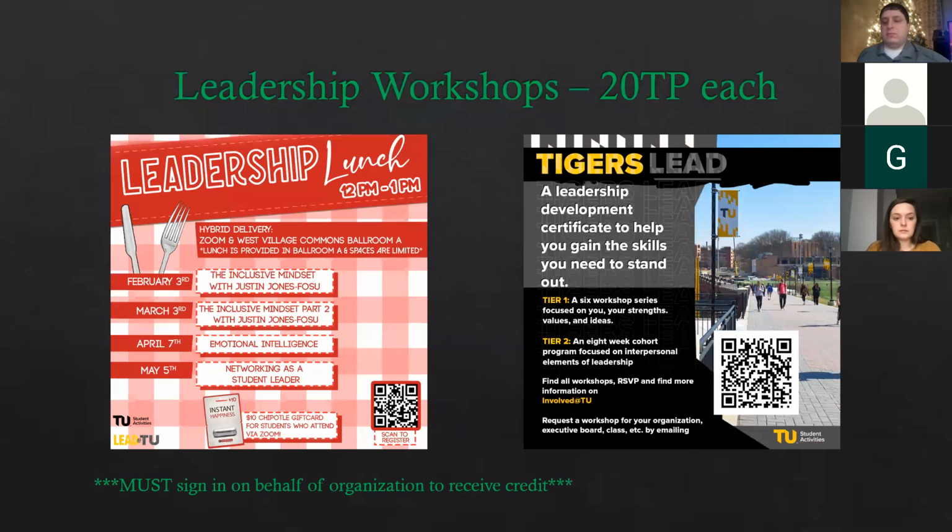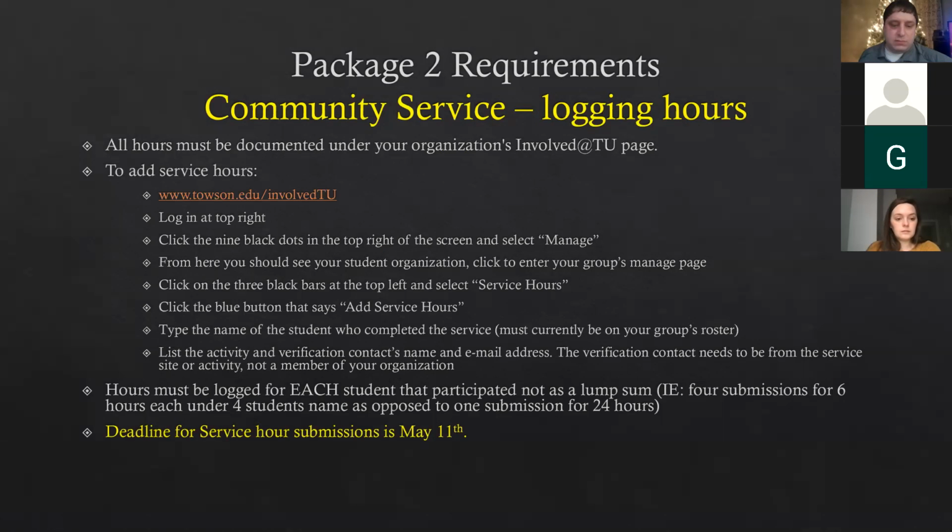Can you clarify the last sub bullet on that last slide? The list the activity and verification contact's name. Sure. So let's say you're working with a food bank, and you're there sorting food. You would put the service coordinator or whoever you're working with from the nonprofit, like their email address, so that we can verify that your service was completed there. Does that make sense? If you're working with an on-campus event, like the big event, which is put on by Civic Engagement, you can list the event organizers for that event as the verification, who could show that group was here and signed it.